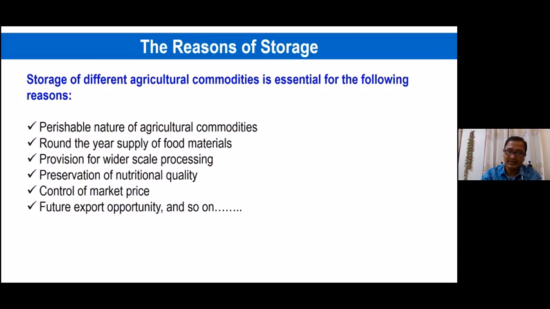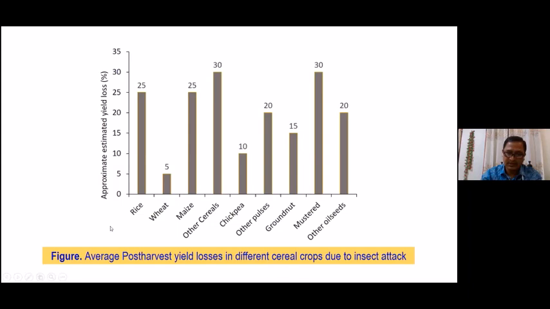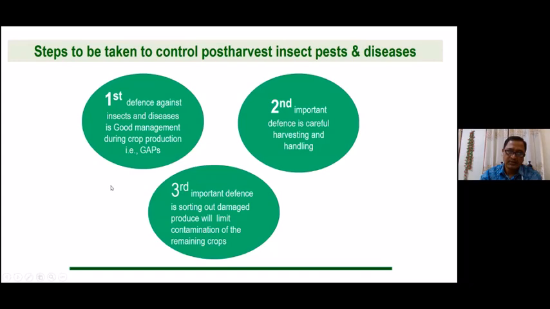Here are a few data on approximate estimated yield losses in cereal crops. I talked about rice, wheat, and maize. The loss in rice and maize is about 25%, and wheat is slightly lower. Three main steps need to be taken to control the post-harvest pests and diseases.